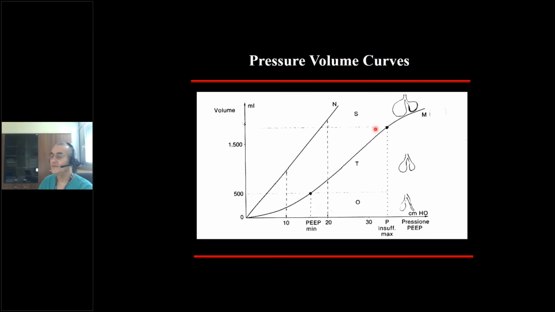And those points do reflect, in this case, a major recruitment along this part of the pressure volume diagram. And the upper inflection point instead clearly identifies overdistension in our lung.